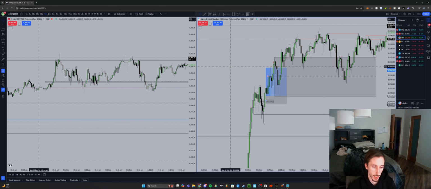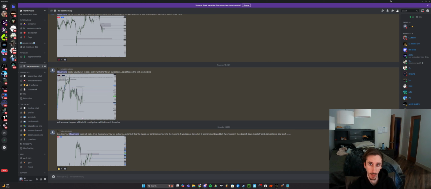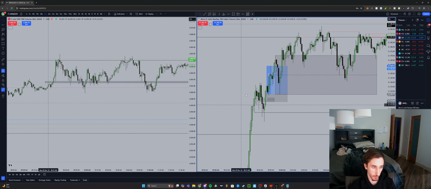I called out today's price action. I'll go ahead and show you. You'll notice that morning, looking at these 4 hour gaps, our condition coming into the morning was: if we displace through it, I'll be more long biased, but if you respect it, bears down to the equal lows. We ended up having some very, very heavy displacement this morning at the open.